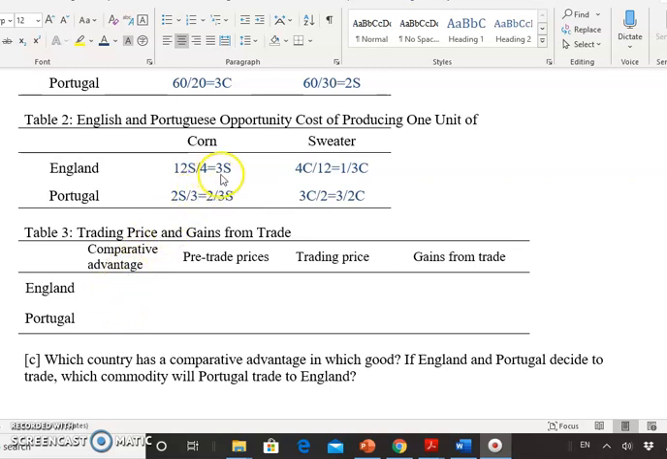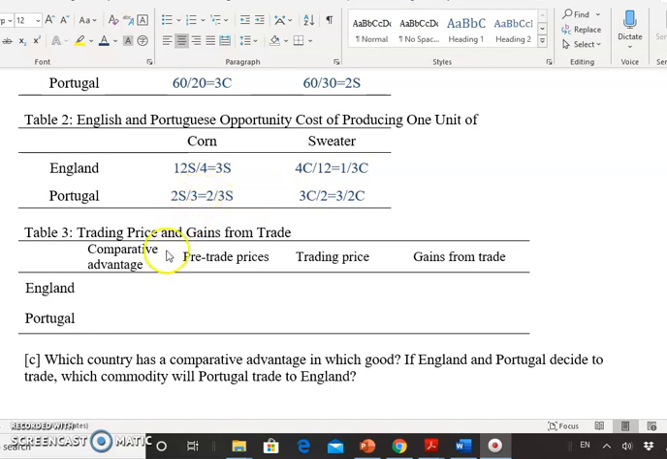Now, to do this, we have to go back to table 2. In table 2, when we calculate these ratios to figure out opportunity cost, we actually make the comparison between the two industries within each country. For example, when we calculate the opportunity cost per corn in England, we compare the corn with the sweaters. That's how we get this ratio: 12 sweaters divided by 4 corns. And for Portugal, we also compare that, between the two industries.